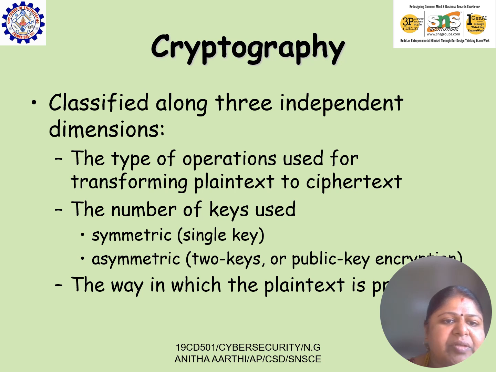Cryptography is classified along 3 independent dimensions. The first is the type of operation used for transforming plain text to ciphertext. The second is the number of keys used, symmetric key or asymmetric key. In symmetric encryption we use only a single key for the encryption and the decryption process, whereas in asymmetric or public key encryption we use 2 keys. One is shared through a secure channel with the receiver, and one is kept by the sender himself. The third is the way in which the plain text is processed. So these are the 3 independent dimensions of cryptography.